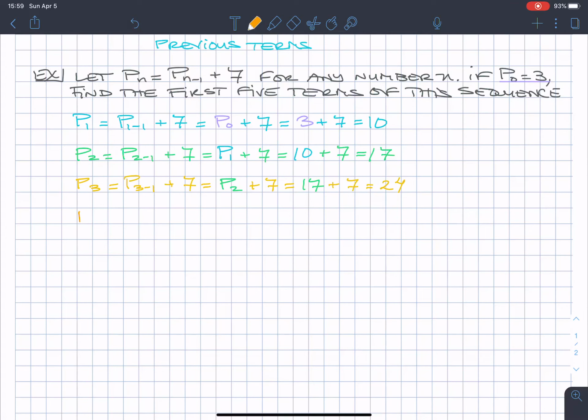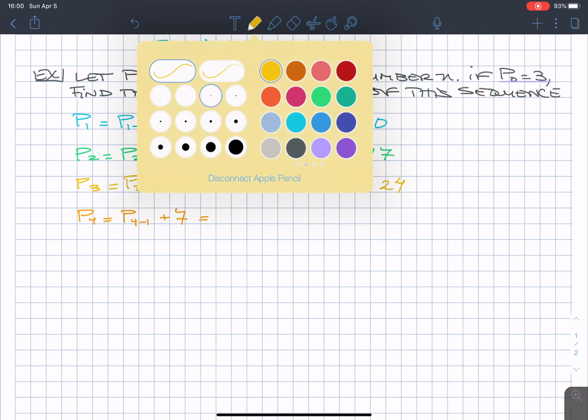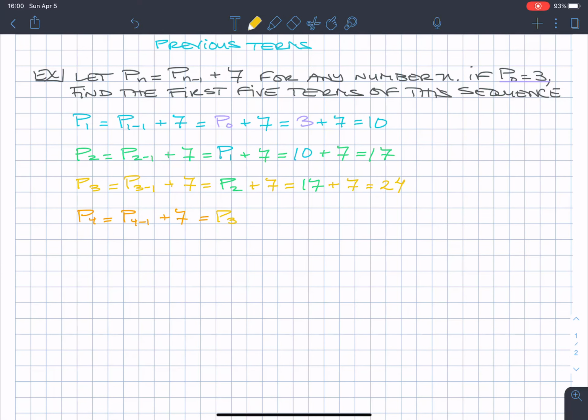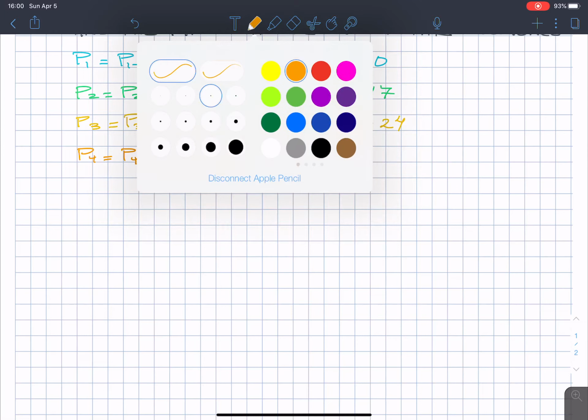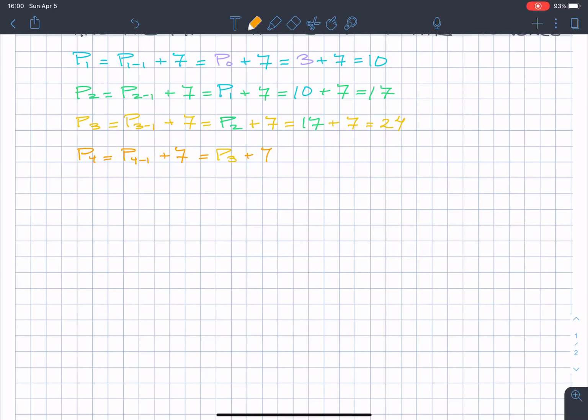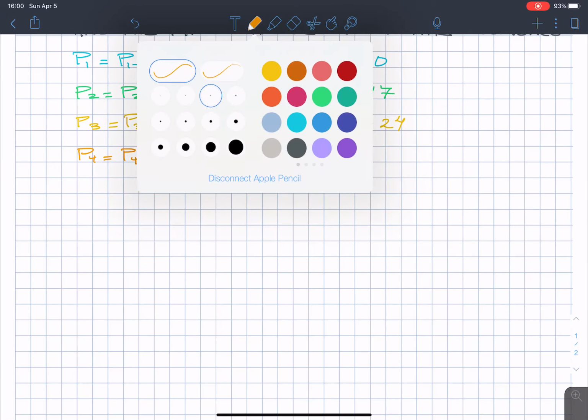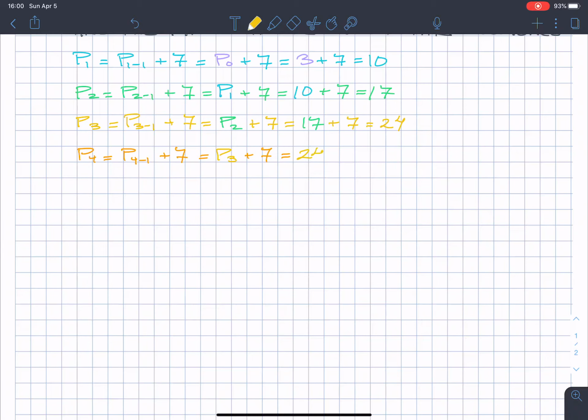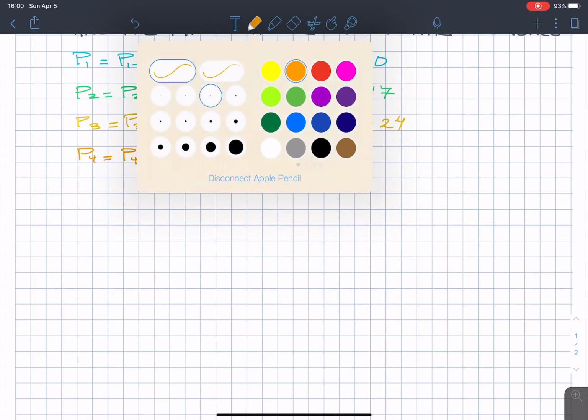So we want 5. So P sub 4 will be P sub 4 minus 1 plus 7. And 4 minus 1 is 3. So this is P sub 3 plus 7. And P sub 3 we found to be 24. 24 plus 7 is going to be 31.